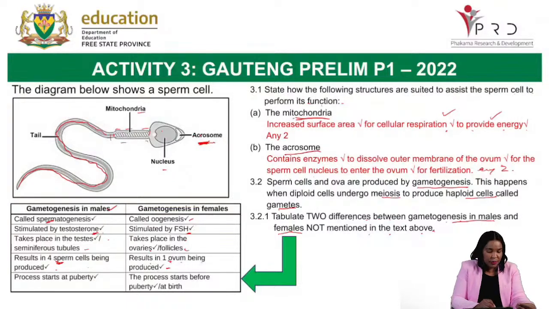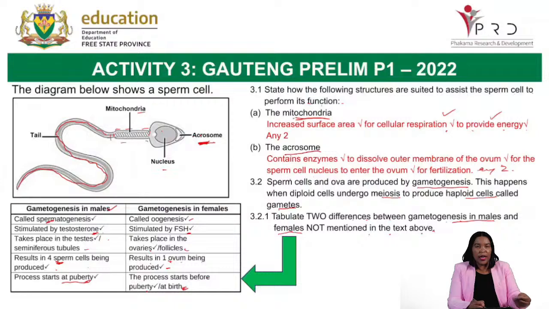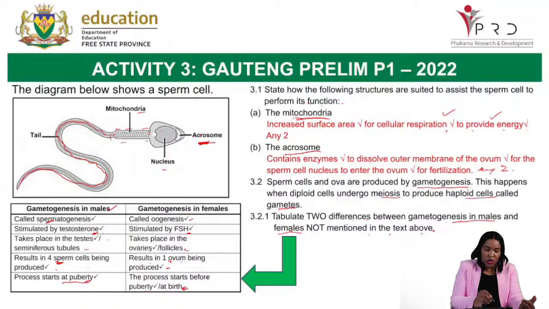Then this process starts at puberty for the males, but for the females, the process starts before puberty, or it starts at birth. All the follicles that they need for their lifetime will be produced at birth, but they will be activated during puberty, though they are already there when they are born. So those are the differences between gametogenesis in males and gametogenesis in females.